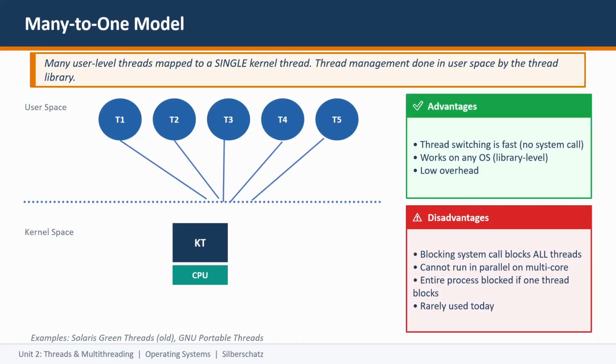The first model is the many-to-one model. In many-to-one, many user threads map to a single kernel thread. The thread library manages everything in user space. So it's very fast, but here's the problem: if one thread makes a blocking system call, the entire process blocks. Also, since there is only one kernel thread, you cannot run threads in parallel on multi-core. Examples are green threads in early Java and GNU Portable Threads.